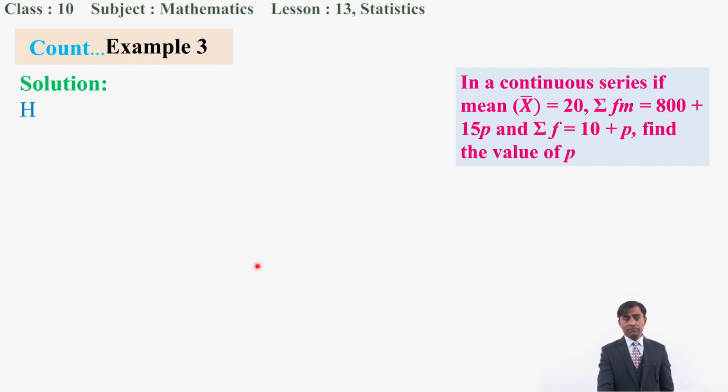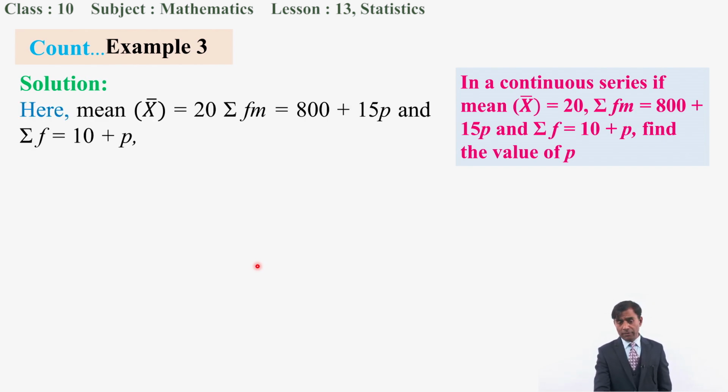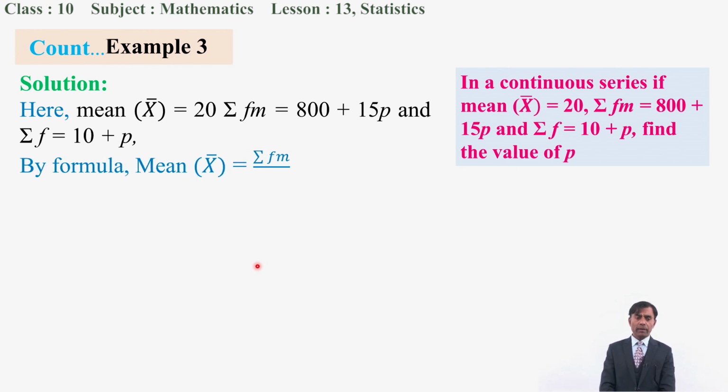So its solution: mean x bar is equal to 20, summation of fm is equal to 800 plus 15p, and summation of f is equal to 10 plus p. By formula, mean x bar is equal to summation fm by n. Let's replace their corresponding values. Do you know how much x bar is given? It's a numerical value, 20.